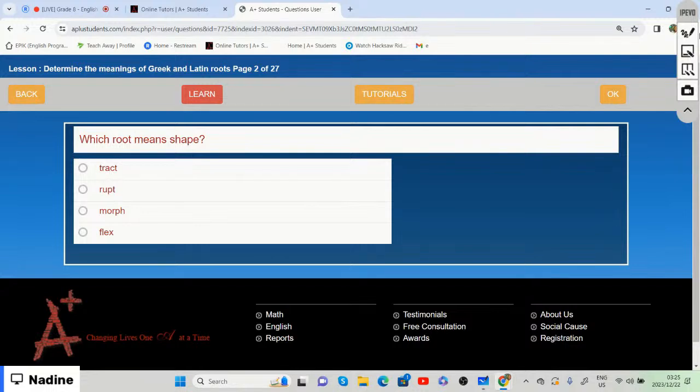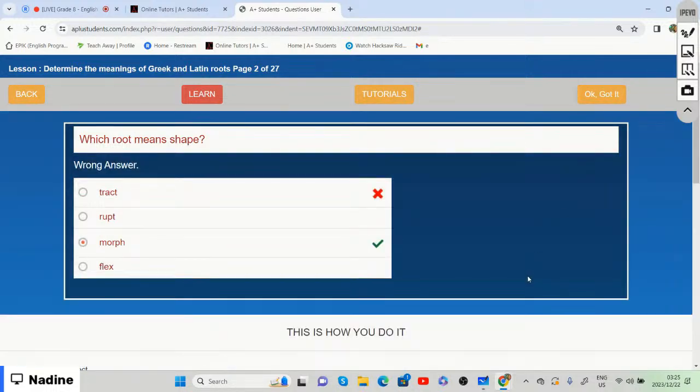All right, so if we look at what the root means, it says which root means shape. And then we're going to say it is, let's use the word tract. I'm not even sure. Oh, it is morph. Morph gave us a different word actually.